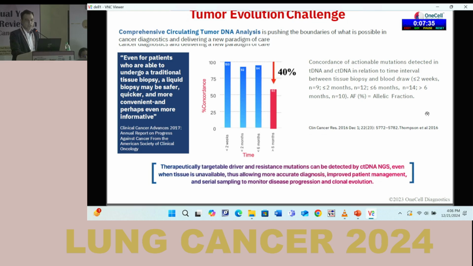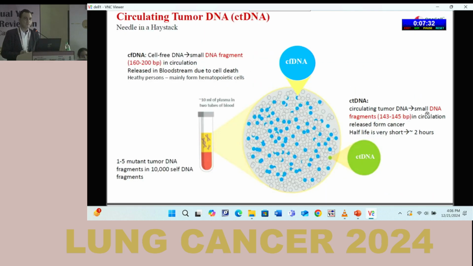That becomes very important here. When we talk about liquid biopsy, we sometimes say ctDNA, sometimes cell-free DNA. These two terminologies are used interchangeably, but what is the difference between the two? Cell-free DNA is DNA fragments coming into the circulation from normal cells, mostly hematopoietic cells, about 200 base pairs long. On the other hand, ctDNA is small DNA fragments, about 150 base pairs long, coming into circulation from the cancer cells, and the half-life is less than 2 hours.